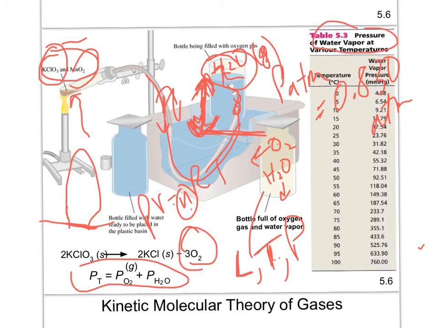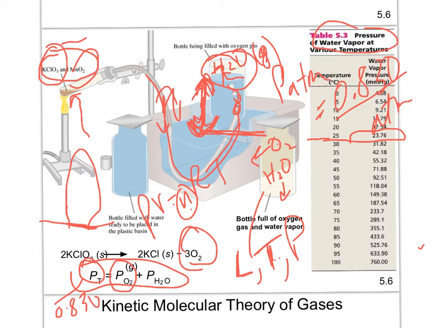And what you see on this chart is, if I measure the room temperature, if it's a warm room and it's at 25 degrees Celsius, this is the 23.76, the millimeters of mercury that I need to subtract from my total pressure to give me the pressure that's just the oxygen. So I would have to convert my atm to millimeters of mercury, and then that would be the P total, okay?